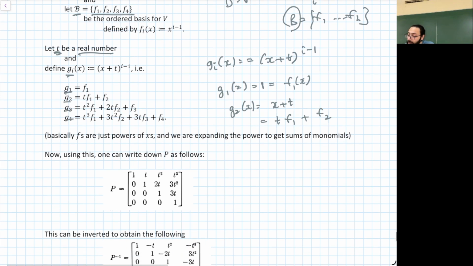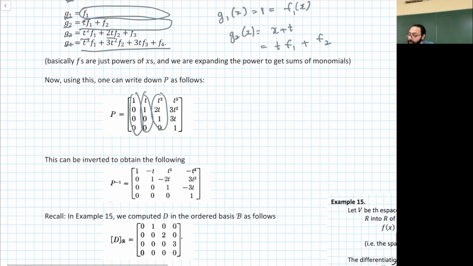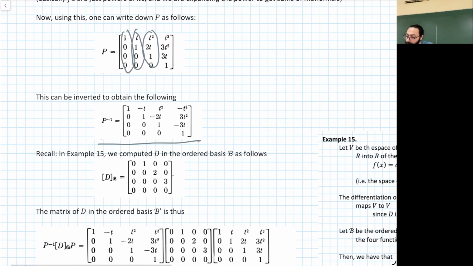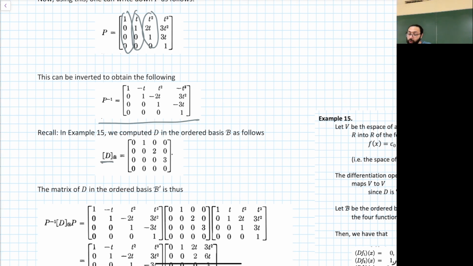Now using this, as usual, we can treat the rows as columns. So the first one is this. The second one is T, 1 and zeros. The third one is T squared, 2T and 1, and so on. So the matrix is fine. And one can also invert it. This I'm not going to do, but we can just assume that you can do this and you can check that it actually works. And we already computed the matrix for the operator D relative to the basis B.